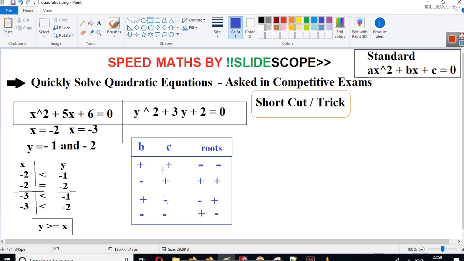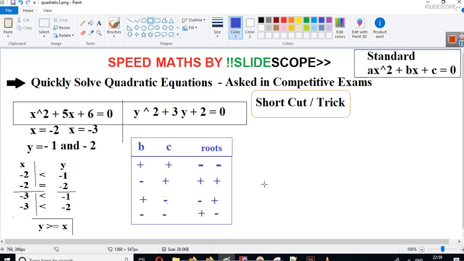So if B and C are positive, both roots will be negative. If B is negative, that means we have minus 5 here, in that case we'll have both roots as positive. If B is positive and C is negative, then minus plus: the first root will be negative and then positive. And similarly for both negative values, that means an equation like y square minus 3y minus 2 is equal to 0, roots will be plus and minus.